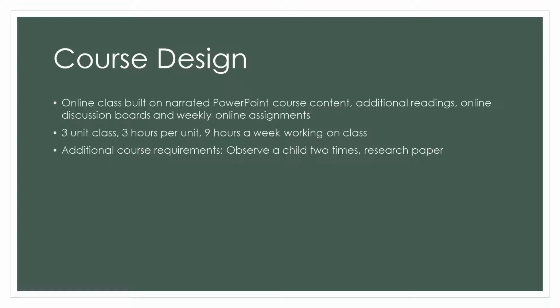I do want to point out that this is a 3-unit class. So you are expected to spend 3 hours working on this class per unit. So that's 9 hours a week that you're expected to be working on this class. Every week you'll have assignments that you need to do, you'll have discussion boards that you need to participate, and readings that you need to do. In addition to this, there are other course requirements such as a research paper and 2 observations that you need to do of children. So that is a lot of work over 6 weeks. So in those 9 hours a week that you should be working on this class, you have a lot of different responsibilities that you need to work on.